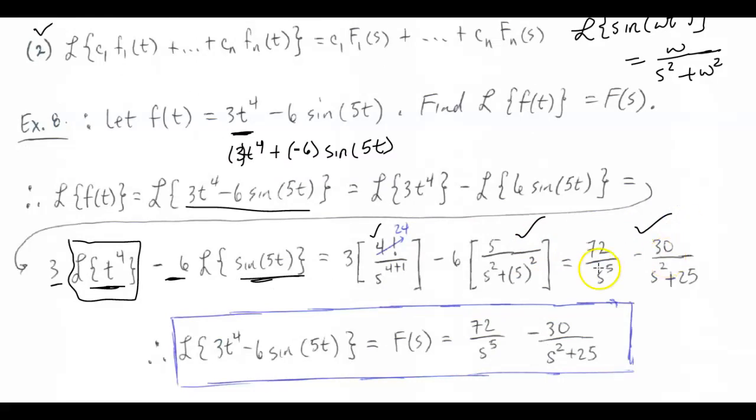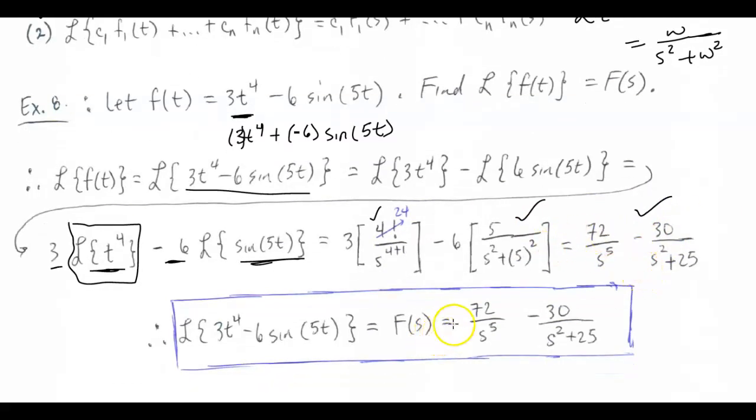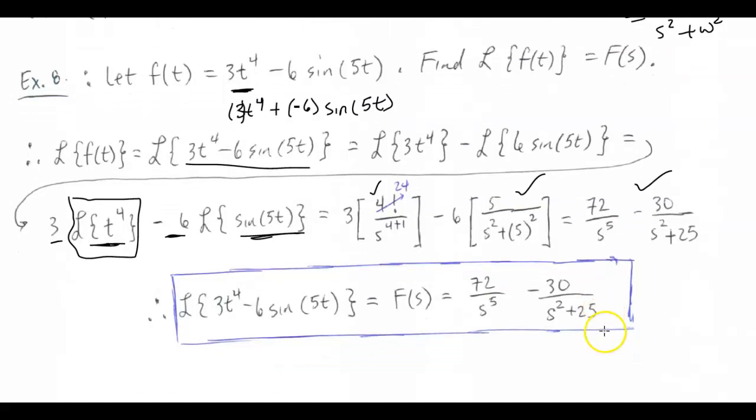And we see that the result just ends up being 72 over s raised to the 5 minus 30 over s squared plus 25, okay? And it's actually a little advantageous for us to leave it this way.